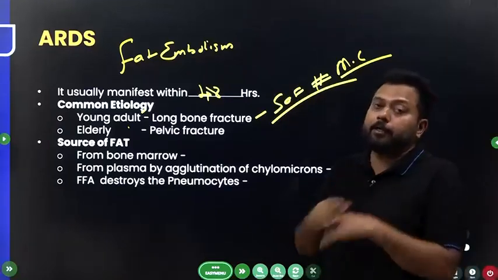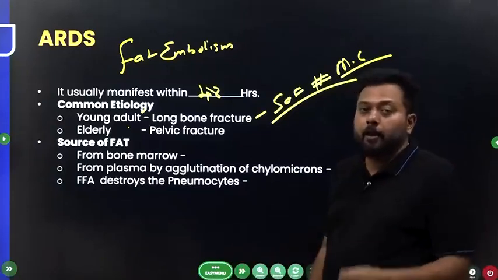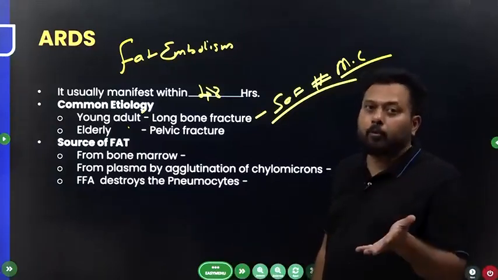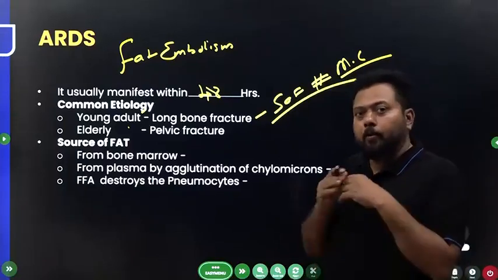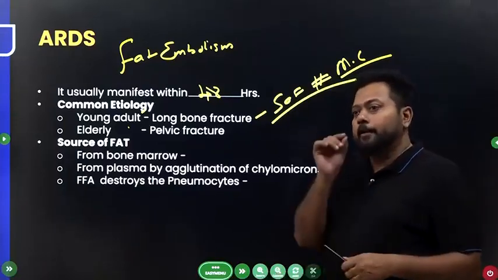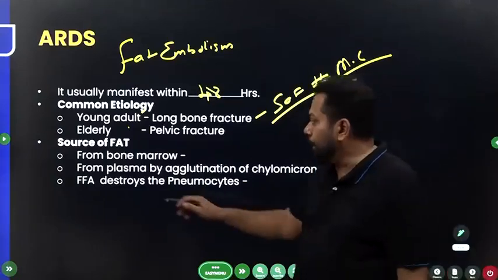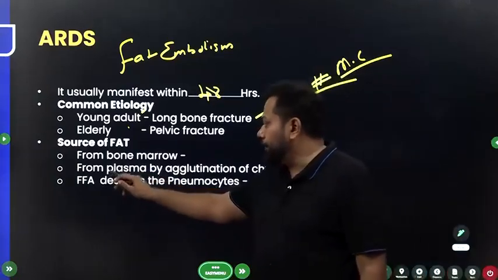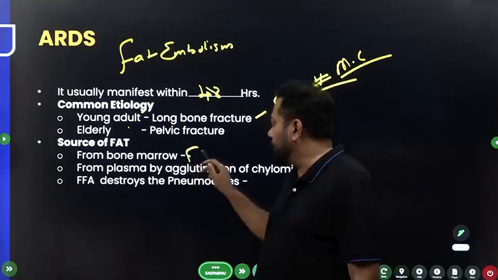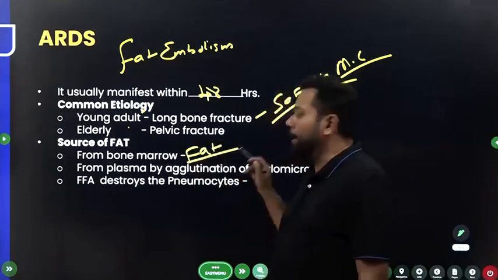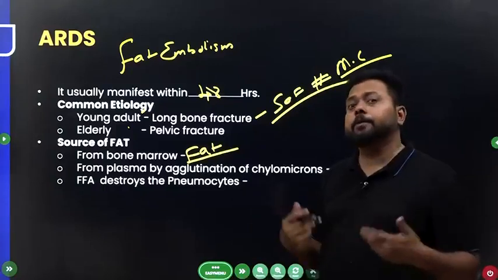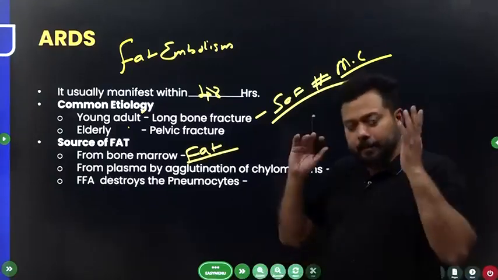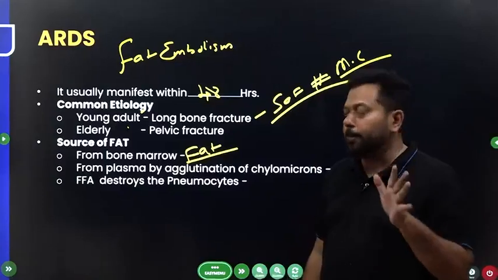When a bone is shattered, damaged, the cancellous bone has bone marrow. So when the bone is very much damaged, fat globules come directly from the bone marrow fat, the direct source. These fat globules enter the circulation and cause embolism. This is the only proven mechanism.